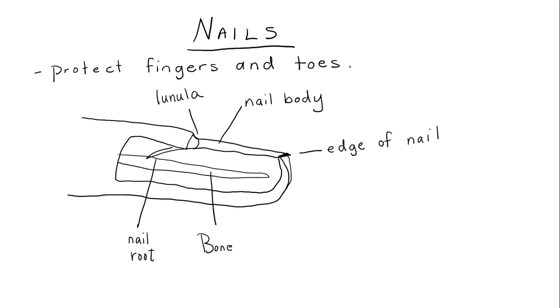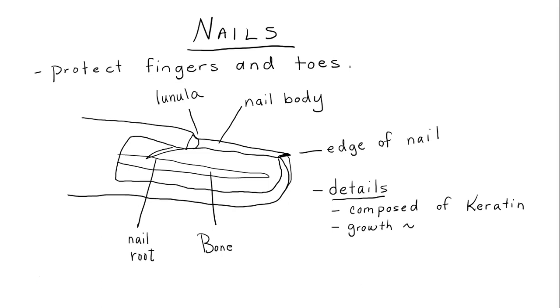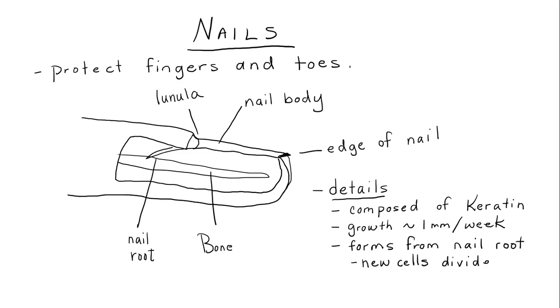And then, of course, you have the bone, or the phalanx, which is the finger bone that is going through the finger. Just to list some details about nails, they're composed of keratin, mainly, just like hair, and they continue to grow throughout life at approximately 1 millimeter per week. And the nail is going to form by mitosis, the division of cells from the hair or the nail root. And then the nail will grow longer as the root cells divide.